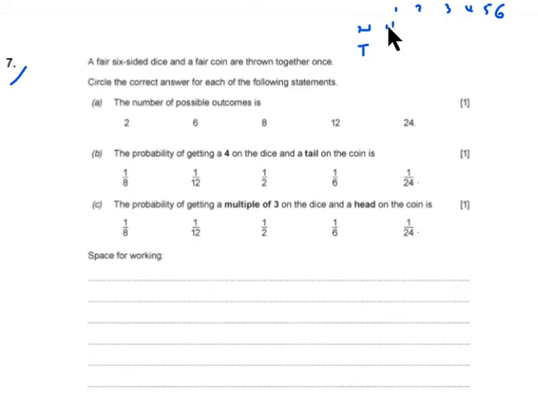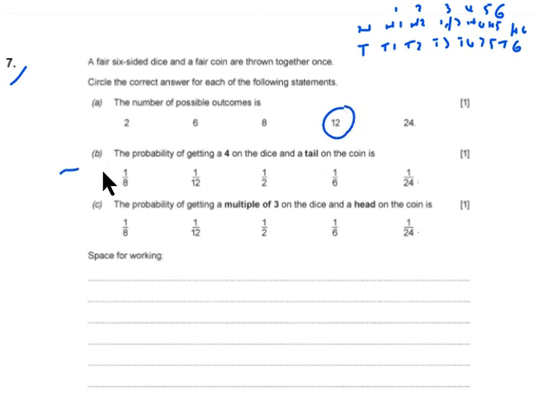I can get a head and a 1, head and a 2, head and a 3, head and a 4, head and a 5, and a head and a 6. And I can get the same number of outcomes with tails. Tail 1, tail 2, tail 3, tail 4, tail 5, and tail 6. So if I count up the number of possible outcomes, I can see that I've got 12, so I'll circle that 12.